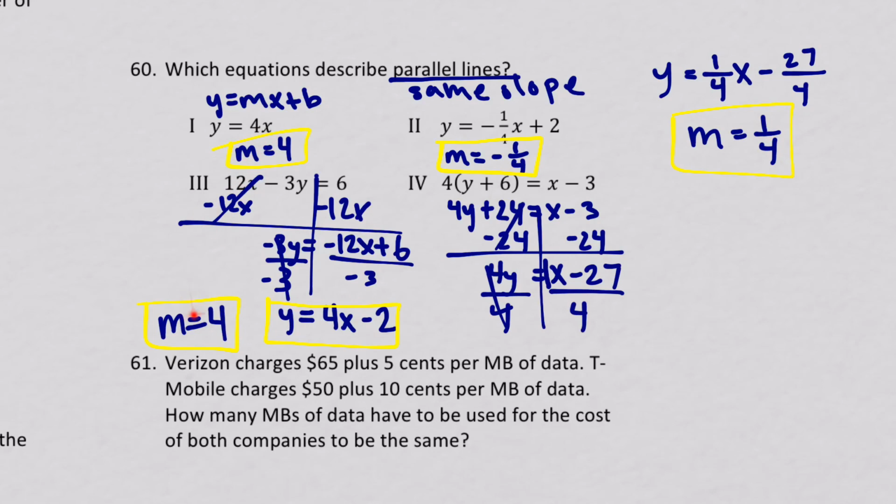Okay, now before you say yes, they are parallel, make sure you notice that the y-intercepts are different. This one, the y-intercept is 0. And this one, the y-intercept is negative 2. Therefore, they are parallel because they have the same slope, but they are not identical. They don't cross at the exact same spot. So the answer to this question is 1 and 3.